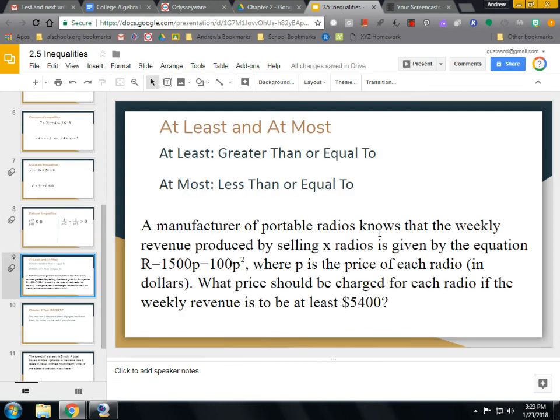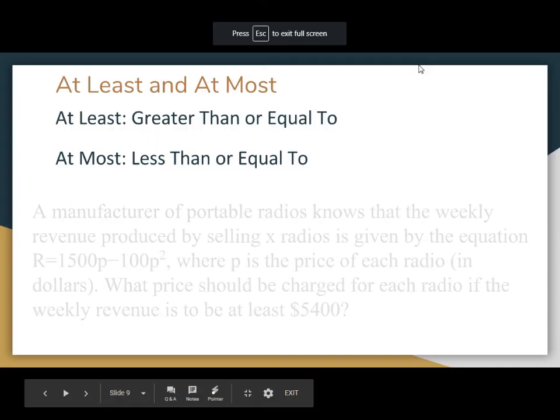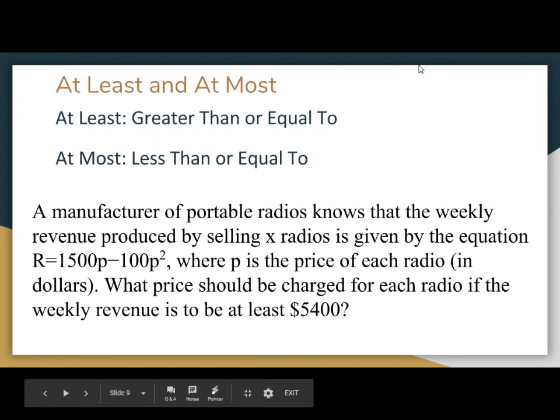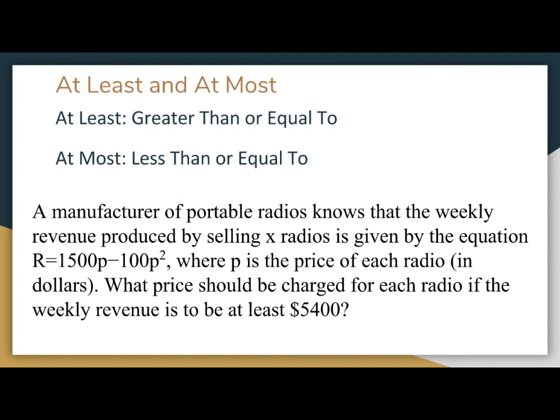Last one, word problem. A couple things to write down. At least, you see that word at least, typically means greater than or equal to, and at most typically means less than or equal to. Think about it. If you say, I need to make at least $100 this week so I can buy something, it'd be fine if you made $5,000. You made at least 100. So greater than is okay with at least. If you made exactly 100, you met your goal.